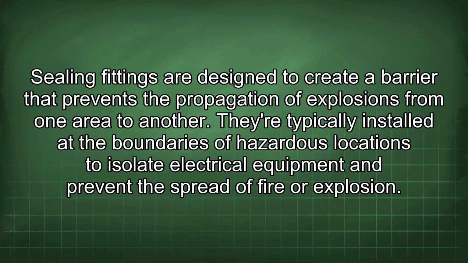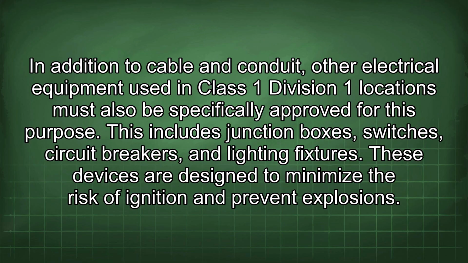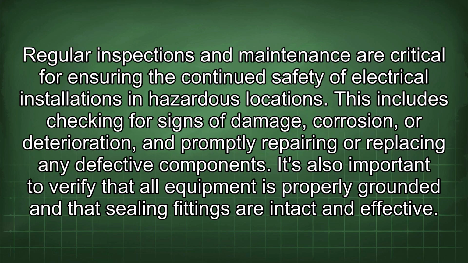In addition to cable and conduit, other electrical equipment used in Class 1 Division 1 locations must also be specifically approved for this purpose. This includes junction boxes, switches, circuit breakers, and lighting fixtures. These devices are designed to minimize the risk of ignition and prevent explosions. Regular inspections and maintenance are critical for ensuring the continued safety of electrical installations in hazardous locations. This includes checking for signs of damage, corrosion, or deterioration, and promptly repairing or replacing any defective components.